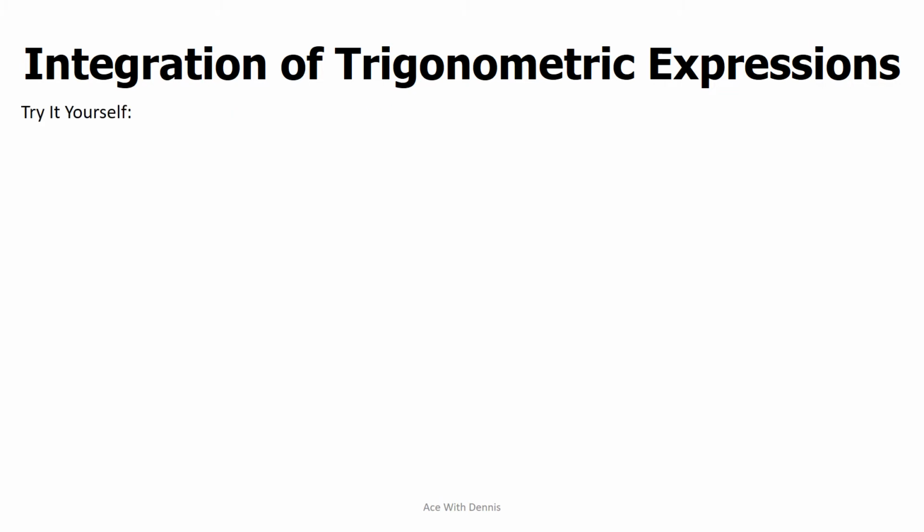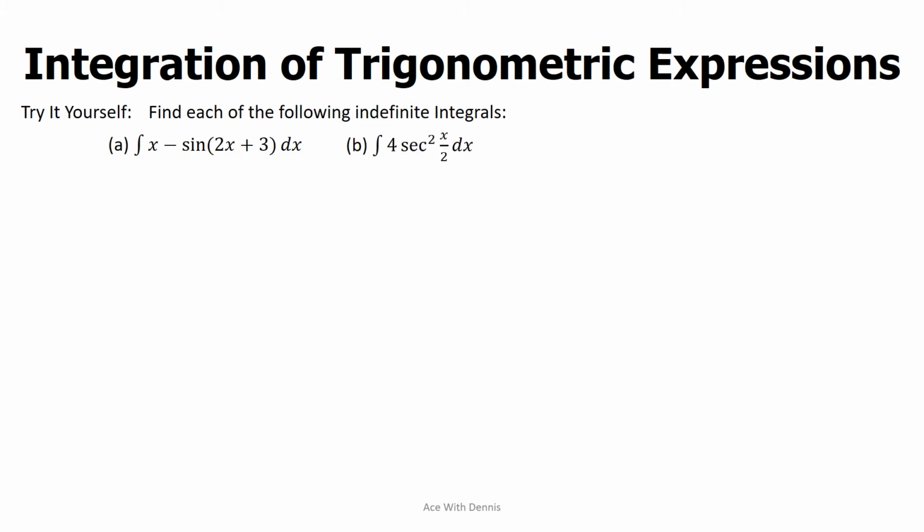Now, you can try this example yourself. Find each of the following indefinite integrals. A. Integration of x minus sine 2x plus 3 dx. B. Integration of 4 secant square x over 2 dx. C. Integration of cosine half x minus 3 sine 2x dx. You can pause the video and try to solve it yourself.